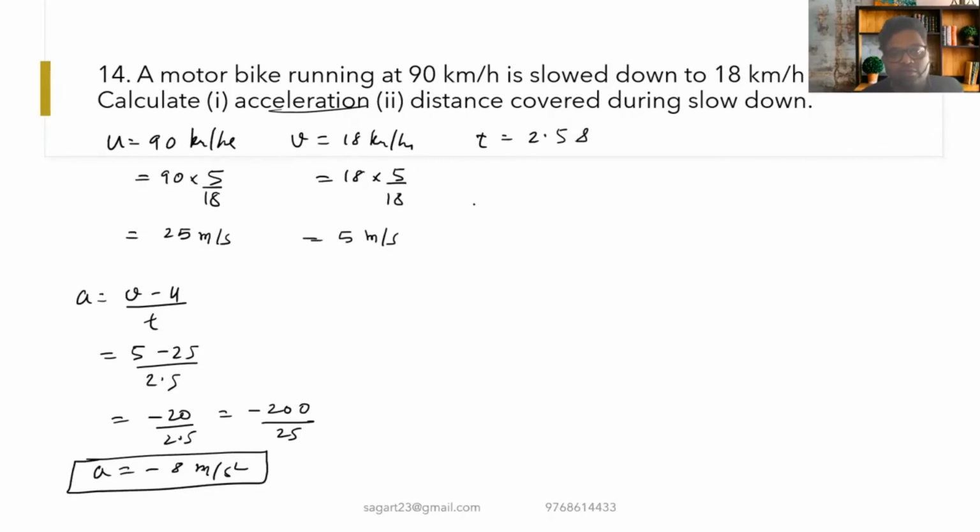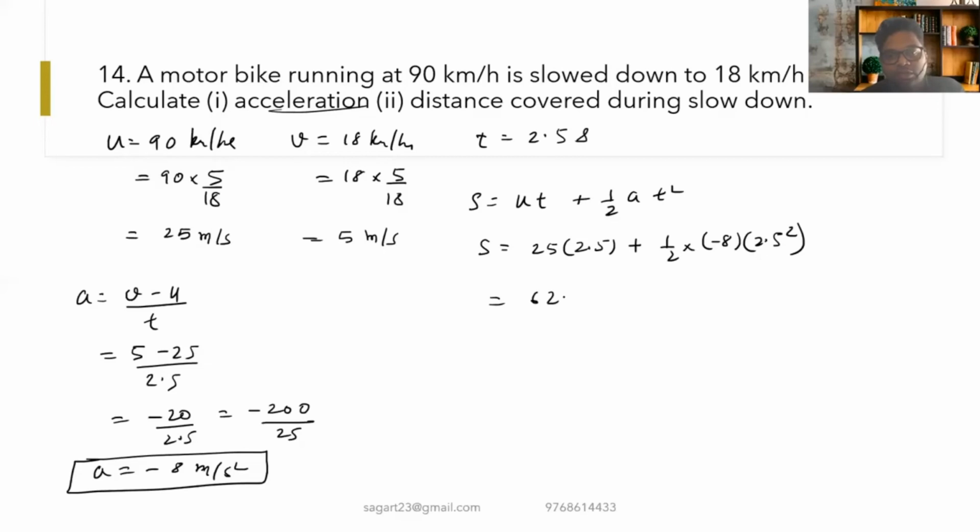Now they want distance covered. So s is equal to ut plus half at squared, 25 into 2.5 plus half into negative 8 into 2.5 squared. So this will be 62.5 and this will be minus 4 into 6.25, and that's 37.5 meters.